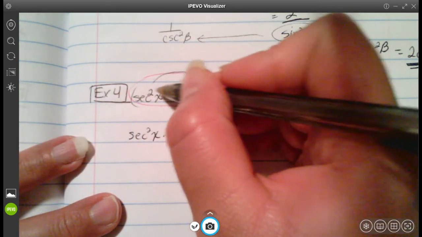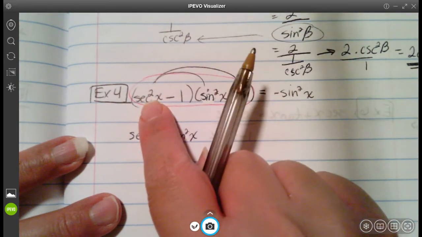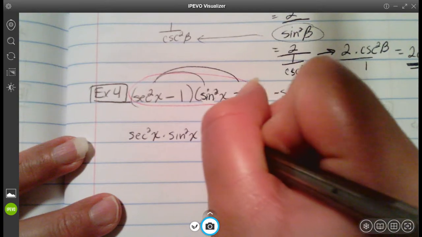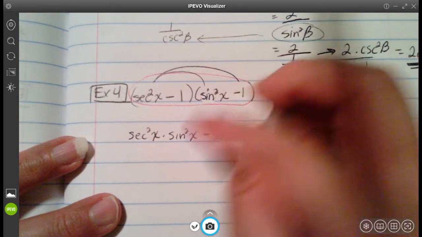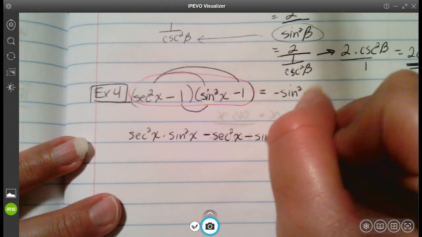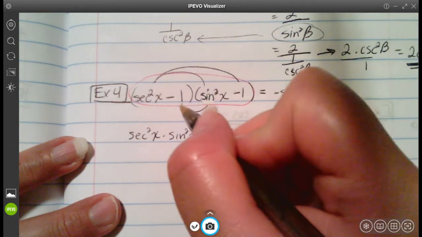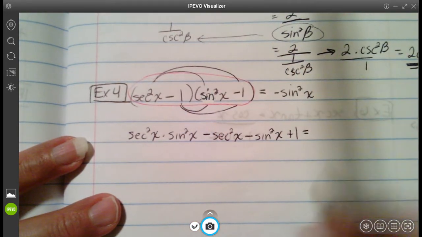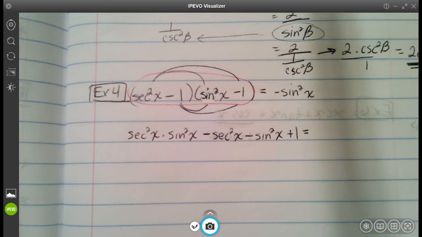And then we're going to have the outside. So secant squared x minus 1 is going to be minus secant squared x. The inside, so minus sine squared x. And the last, negative 1 times negative 1 is positive 1. Okay, so how is this going to help me out? Let's see. I can probably pair some things off together here. So let's do that.